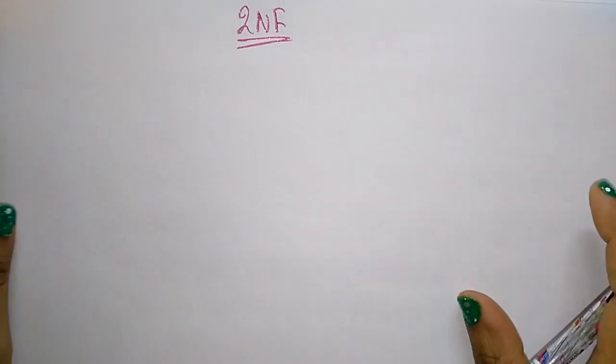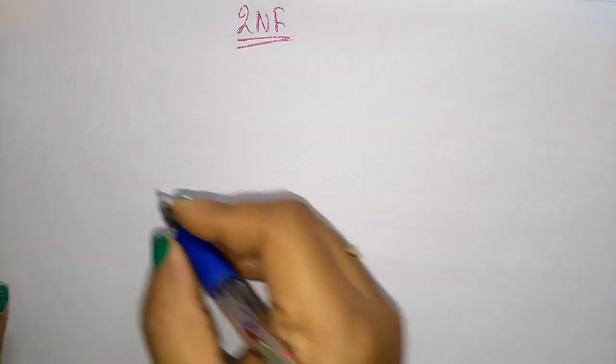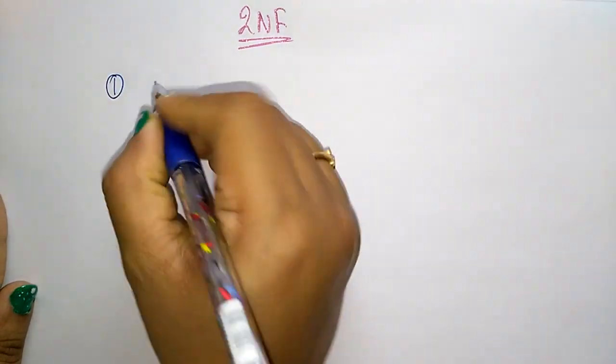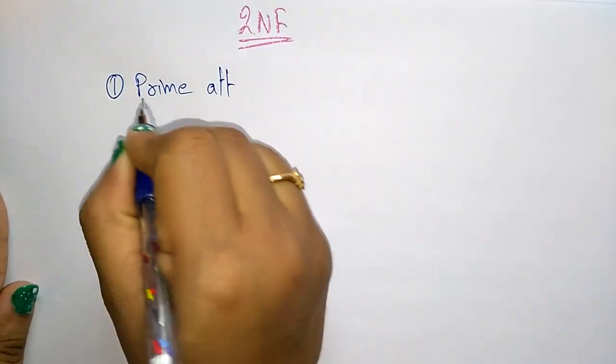Hi students, in the previous video I explained the first normal form. Now let us see the second normal form. Before going to the second normal form, let us see two concepts. What is a prime attribute and what is a non-prime attribute?